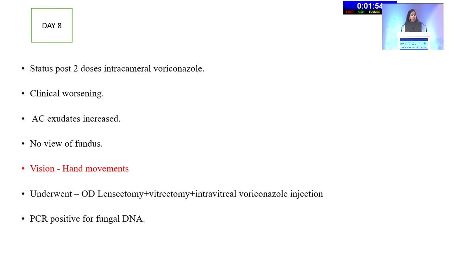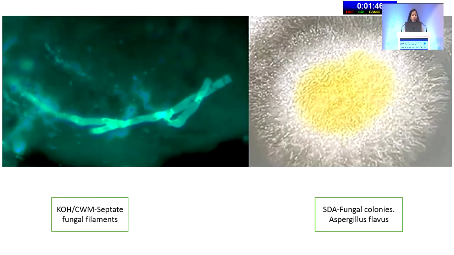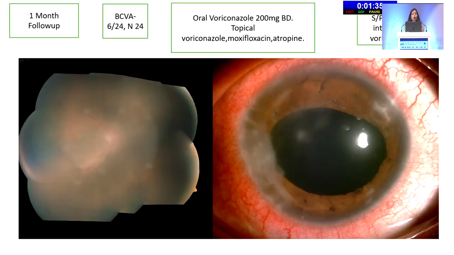So we took the patient for lensectomy and vitrectomy, along with intravitreal voriconazole injection. The PCR was positive for fungal DNA in the vitreous aspirate. As you can see here in the KOH stain, septate fungal filaments were seen, and SDA showed fungal colonies, which were Aspergillus flavus. Post the surgery, the patient received approximately 9 doses of intravitreal voriconazole every 48 to 72 hours. We started the patient on oral and topical antifungals.